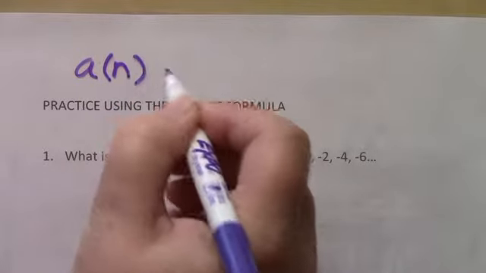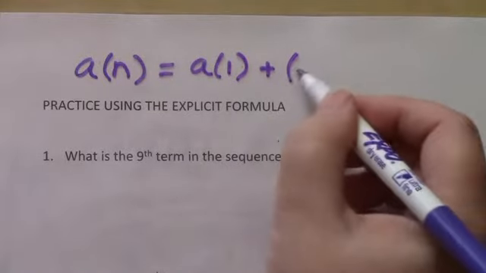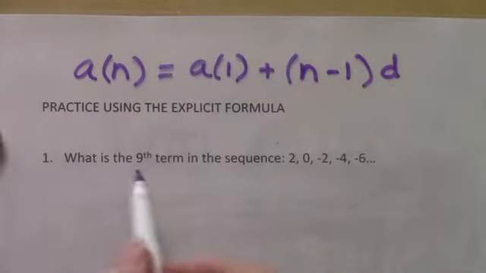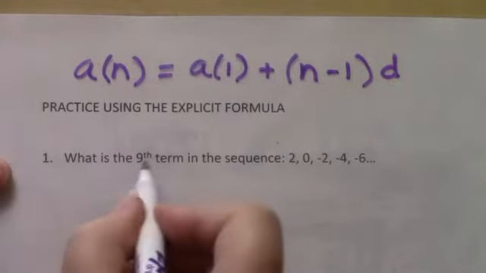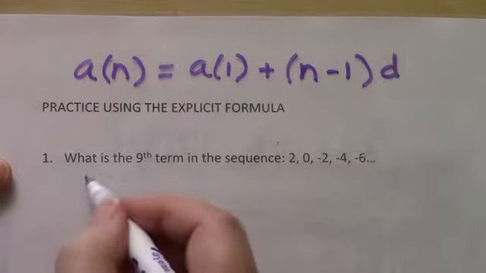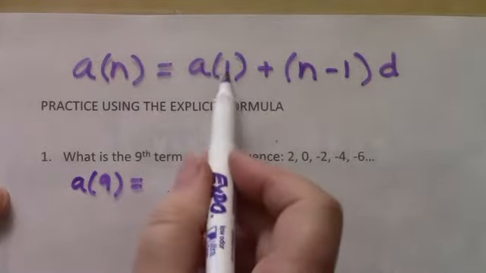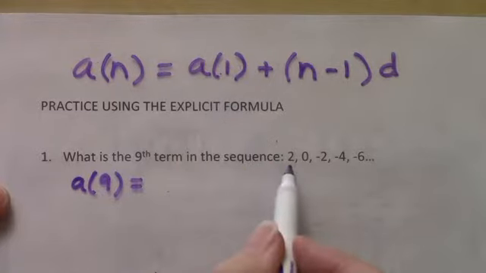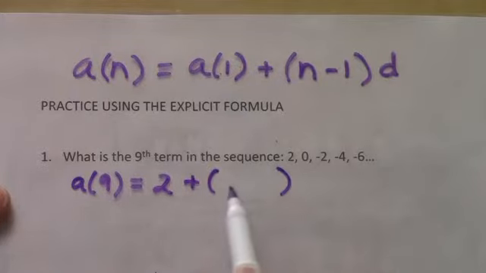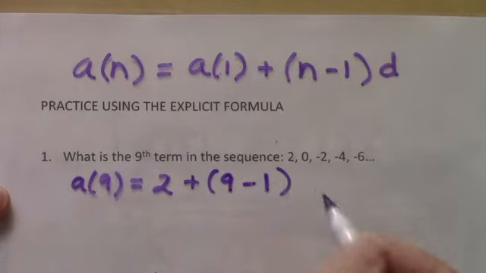A sub n equals what? First term plus the term you're looking for minus 1 multiplied by the difference. So what is the nth or the 9th term? That means we're going to find our 9th term. The 9th term equals what? The first term, which in this sequence is 2, plus what's the n? The term number we're looking for is 9 minus 1.